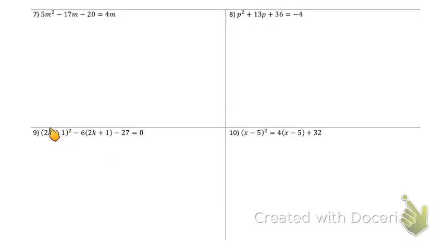So if you look, we have something raised to the second power. Okay, then we got that same thing multiplied by 6. So what I want you to think about is this is really like x. So if I had to rewrite this, if you notice, it's really 2k plus 1. We could treat it as x squared minus 6. Because 2k plus 1 is there again, we could treat it as 6 times x minus 27 equal to 0.